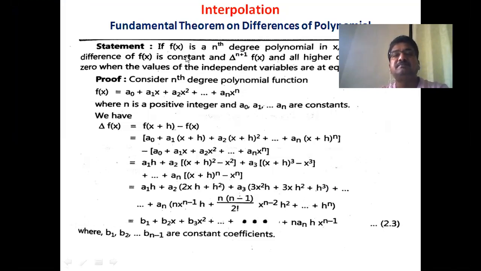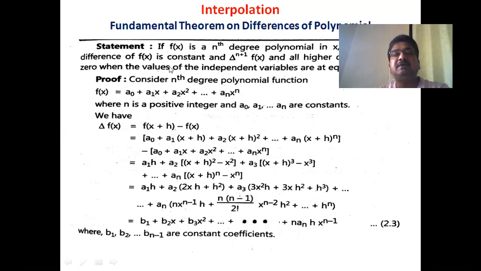is constant, and Δ raised to n+1 f(x) and all higher differences are 0. That is, if you find Δ raised to n f(x) of this f(x), a polynomial of degree n, then it is constant. It is not a function of x. So I have to show this, and that the further differences of f(x) are 0.